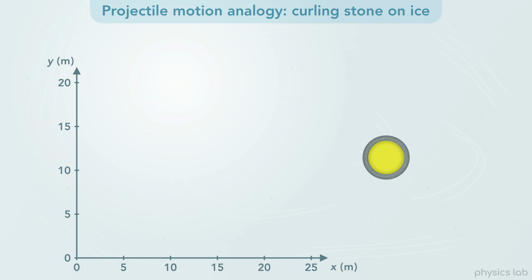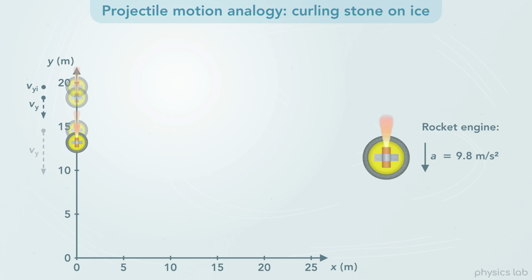Now imagine we attached a model rocket engine to the curling stone. When we light the engine, it causes the curling stone to accelerate. If we point it in the negative y direction, the y velocity will increase and the stone will move further during each interval of time.